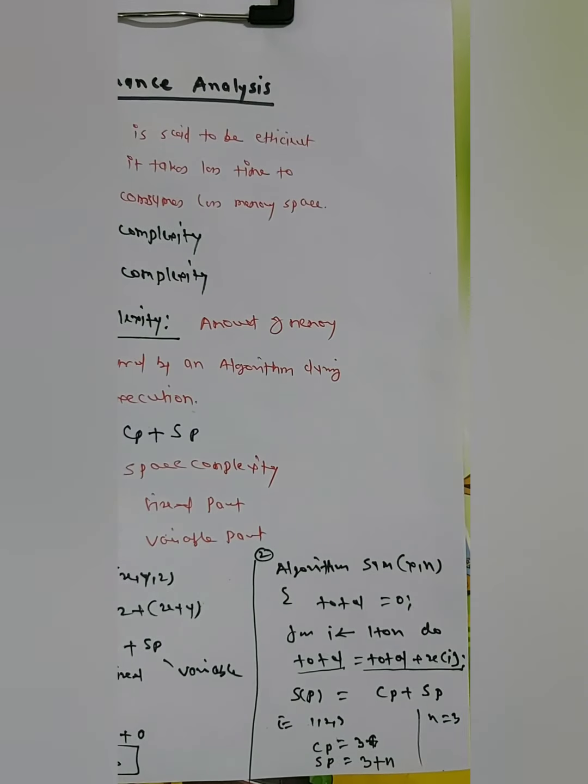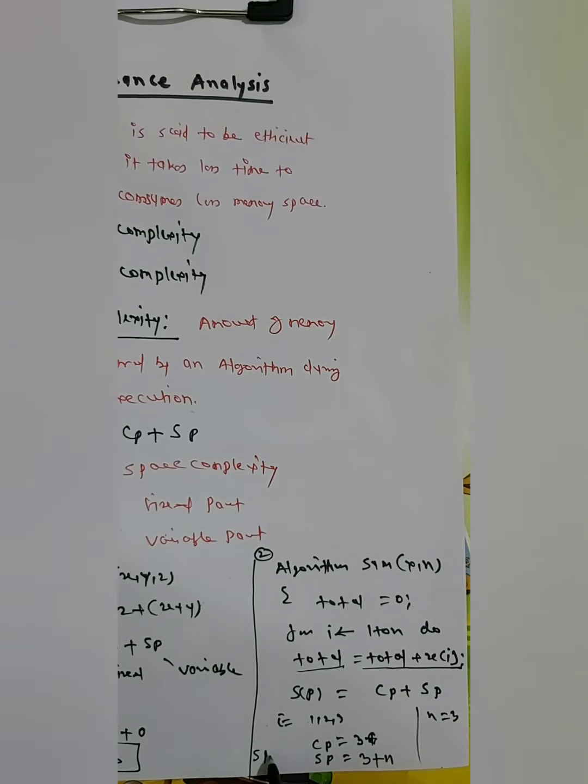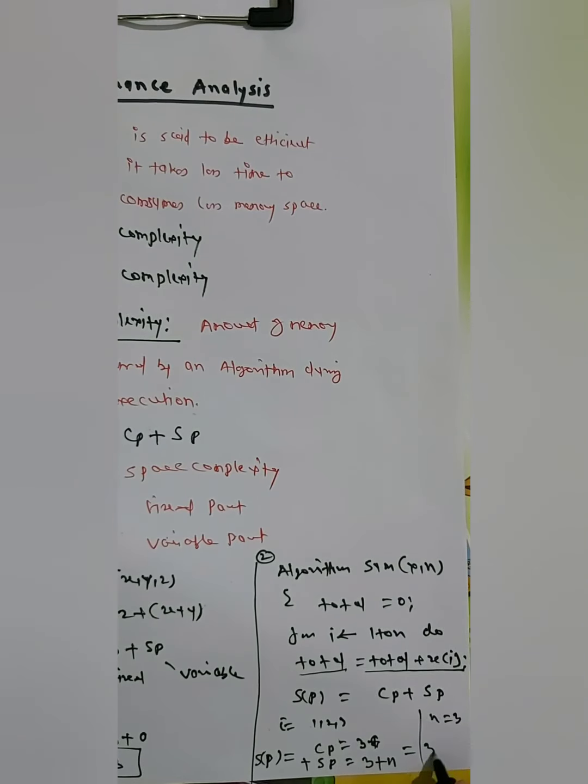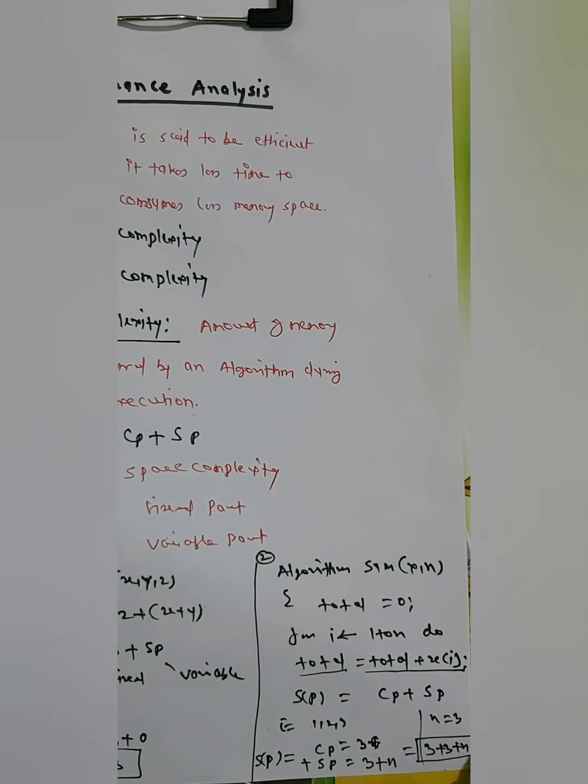So the space complexity S(P) is C(P) plus S(P), that is 3 plus 3 plus n. Now you understood?